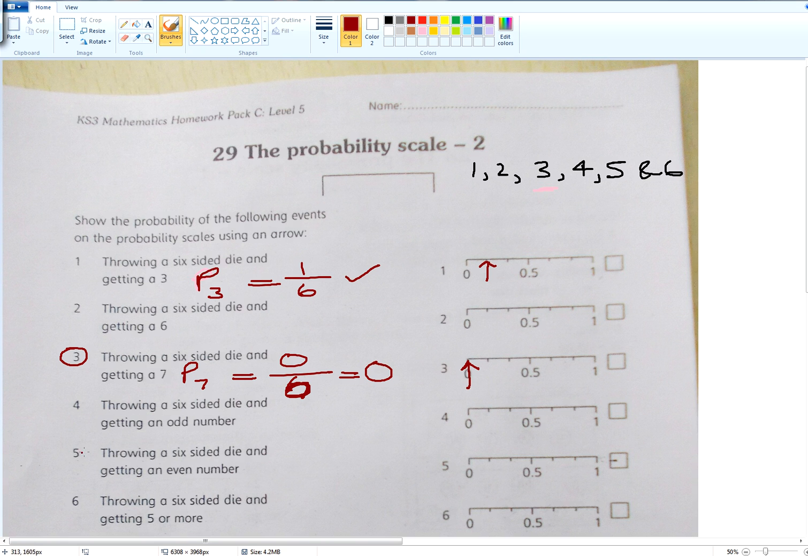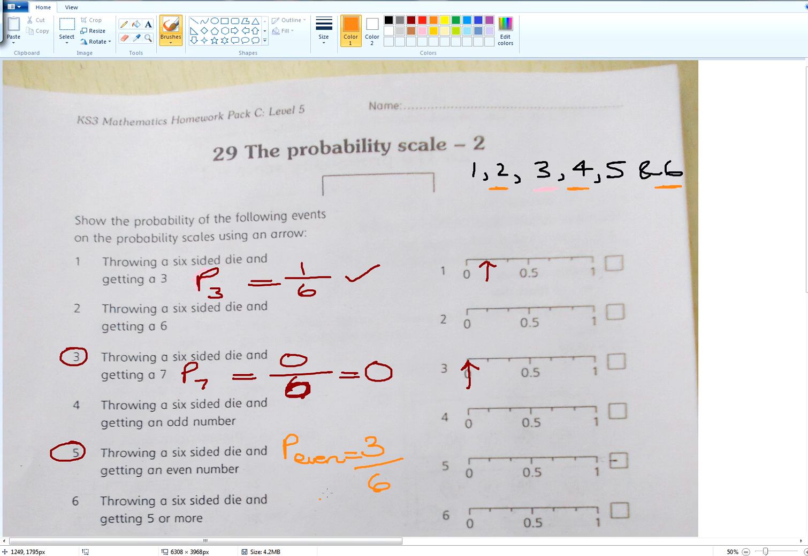Okay, let's have a go at question number 5. Throwing a 6-sided die and getting an even number. Right, that's more. Now, how many even numbers do we have? 1, and then we have another 1, 2, and 3. So you're doing one thing, but the chances now are higher. So the probability of getting an even number is going to be, how many did we just say? You've got 3 chances out of the total of 6.